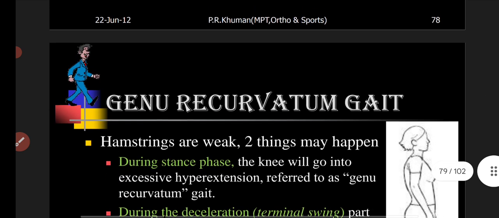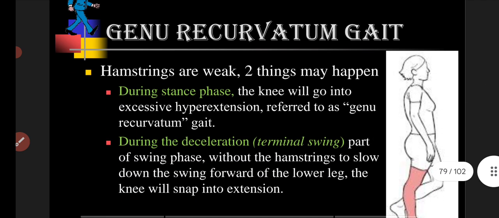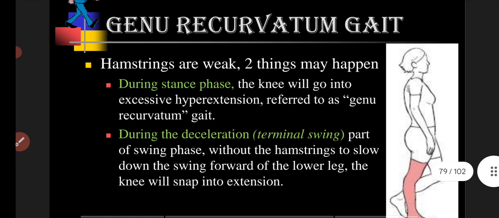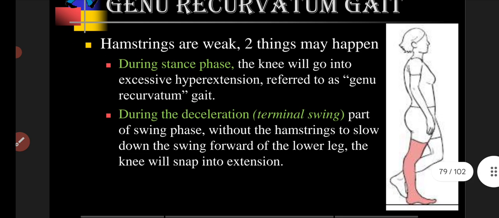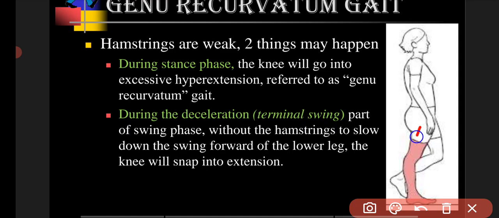Okay. This is the quadriceps gait. Now the genu recurvatum gait. What is genu recurvatum? When the normal extension goes beyond the limit, hyperextension of the knee occurs. Hyperextension of the knee is known as genu recurvatum.